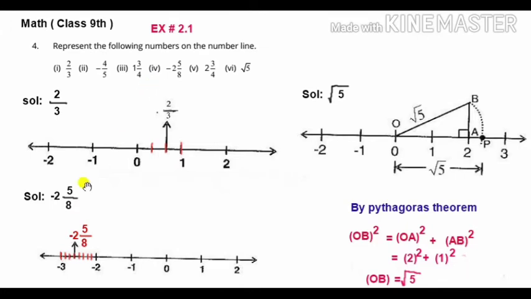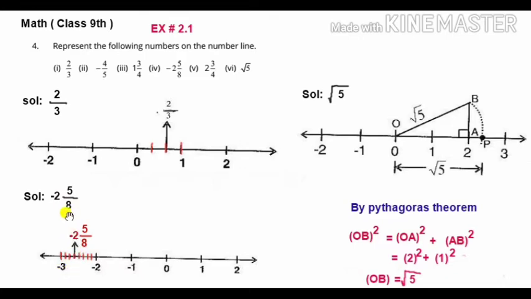See fourth part. Fourth part is an improper rational number. Every improper rational number we will convert into this form. 2 is the quotient, 5 is the remainder and 8 is the divisor. This number lies between -2 and -3.